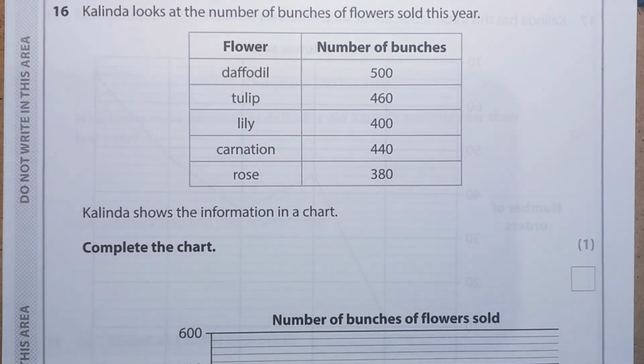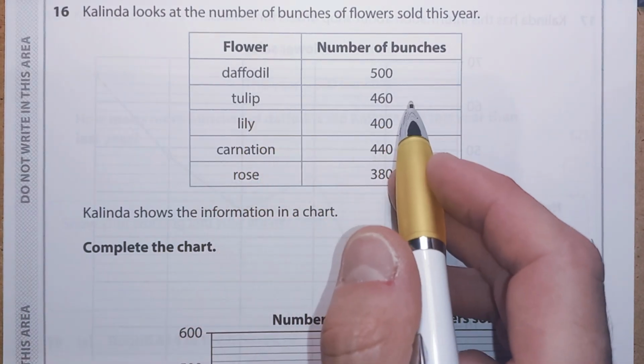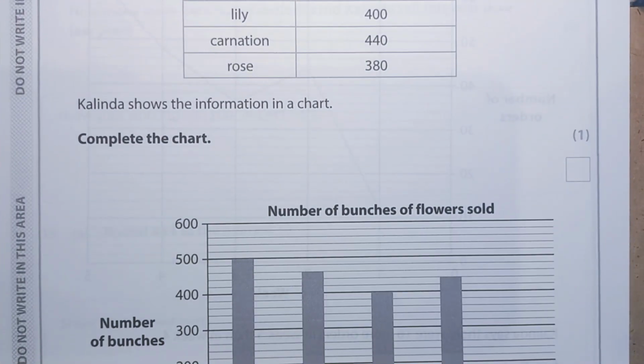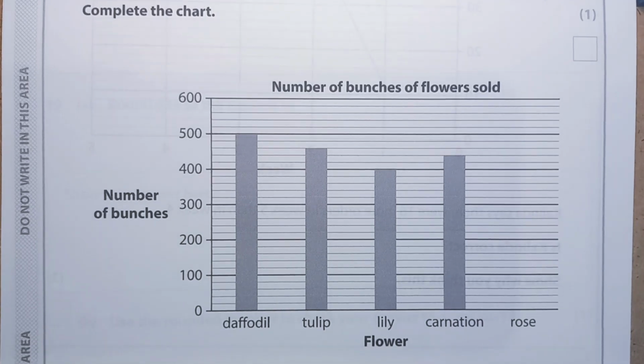Question 16. Kalinda looks at the number of bunches of flowers sold this year. So daffodils are 500, tulips 460, and we've got the others there as well. Kalinda shows the information in a chart. So they've already done a lot of the chart here for us. We've got a title, we've got labels, we've got some of the flowers. We haven't got roses on yet.